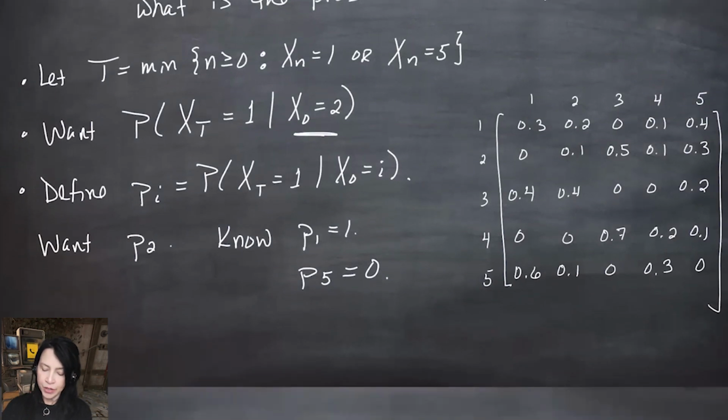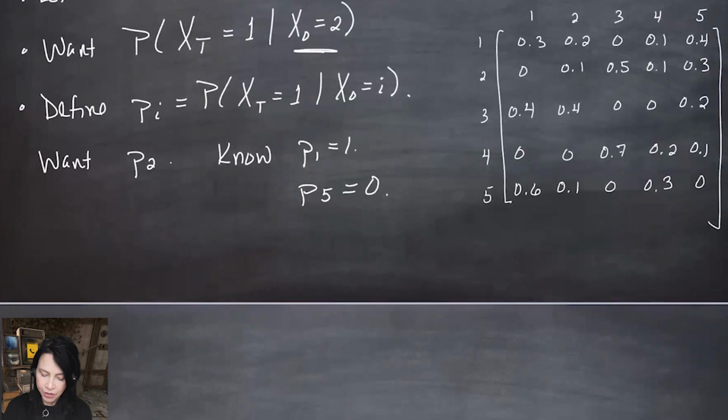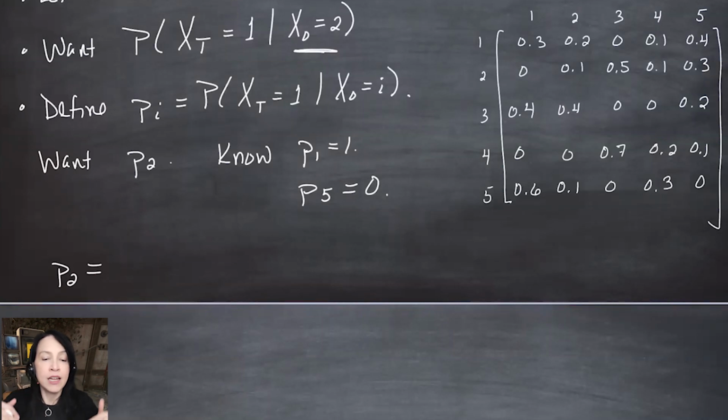So I'm going to do a first step analysis. I'm going to try to make an equation for P2, and then we're going to need a few more P's. Now this is a probability, and this is not a number of steps. So I'm not counting a number of steps. Starting out by saying, okay, let's take 1 step and then see what happens. So there's no 1 plus here.